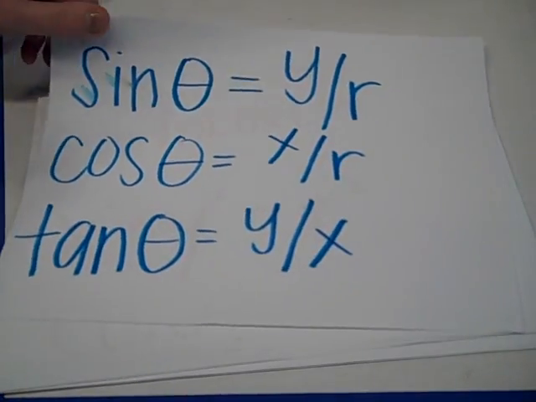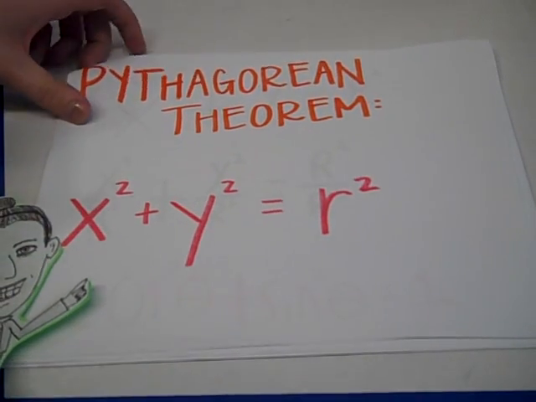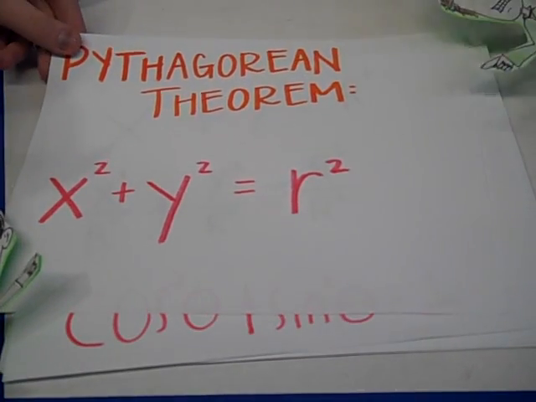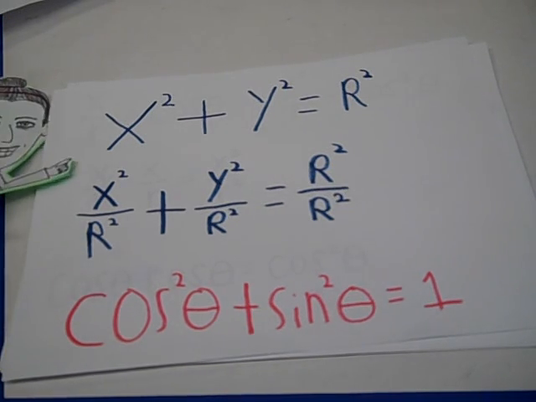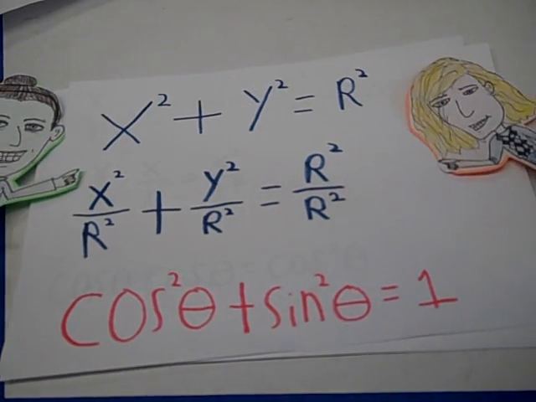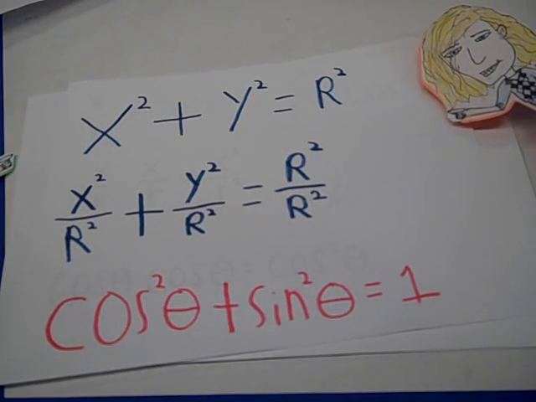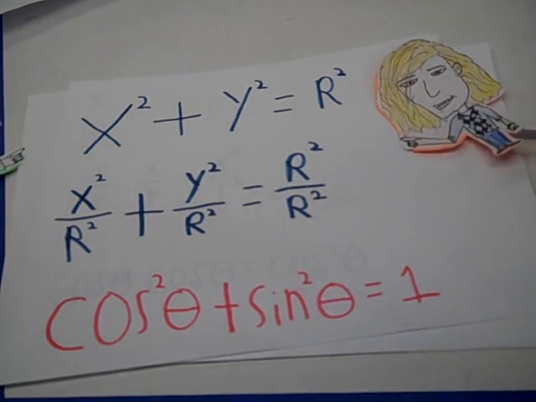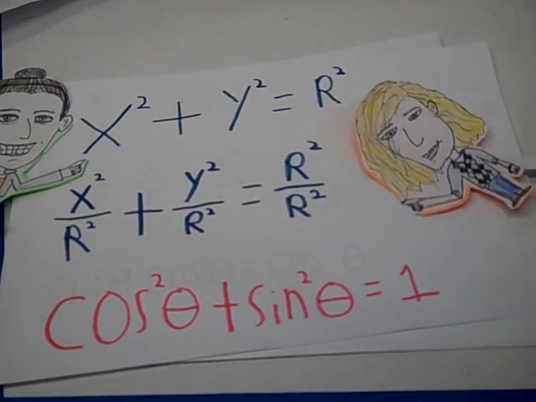Well, we use them with the Pythagorean theorem. That is, x squared plus y squared equals r squared. Right, we use the Pythagorean theorem to derive the identities. Why do we need to do that? Well, you start with the Pythagorean theorem, x squared plus y squared equals r squared, and you divide everything by r squared. This simplifies to be cosine squared theta plus sine squared theta equals 1.